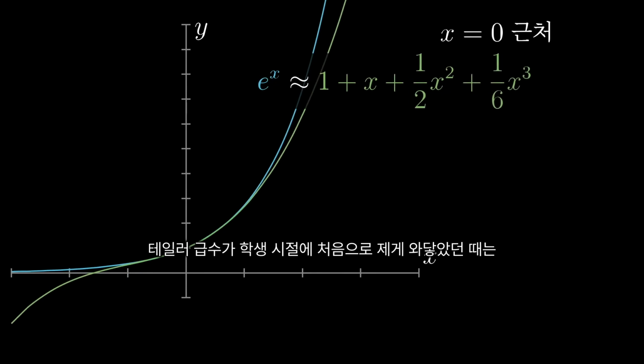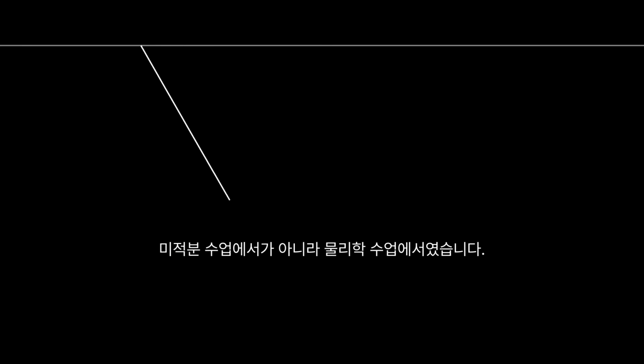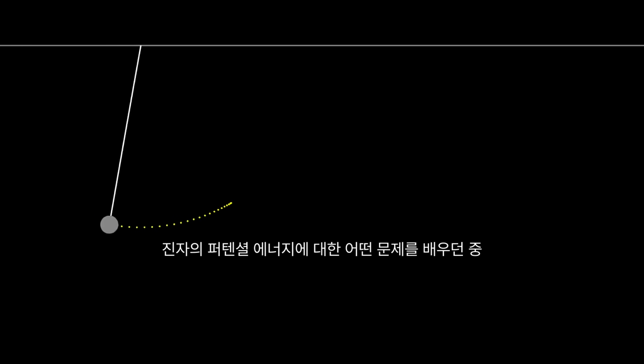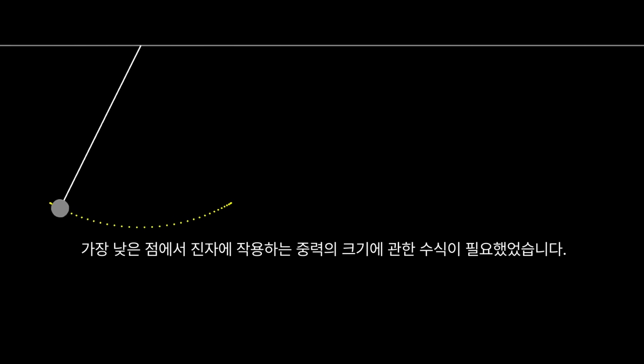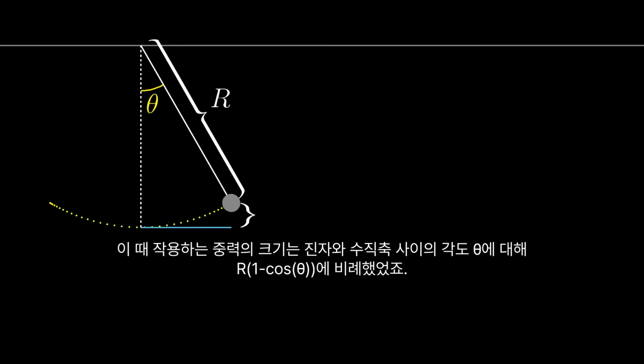I think one of the first times this clicked for me as a student was not in a calculus class, but a physics class. We were studying a certain problem that had to do with the potential energy of a pendulum. And for that, you need an expression for how high the weight of the pendulum is above its lowest point. And when you work that out, it comes out to be proportional to 1 minus the cosine of the angle between the pendulum and the vertical.